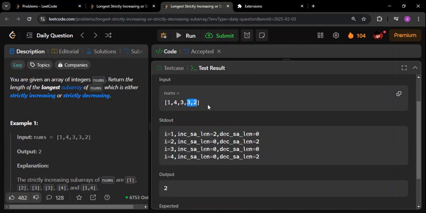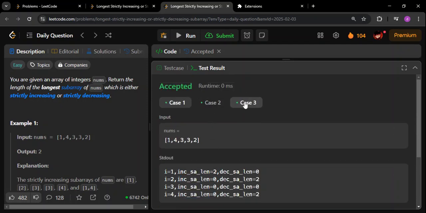Now 3 and 2. 3 and 2 obviously is a decreasing subarray, so what we have to do is increment the decreasing subarray. Remember, it was 0 previously, so now it will be made as 2. Okay, as simple as that. Now next, let us go to example number 3 directly, because that is a good one.